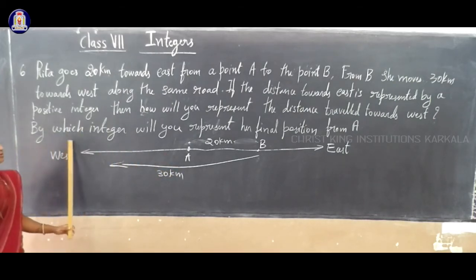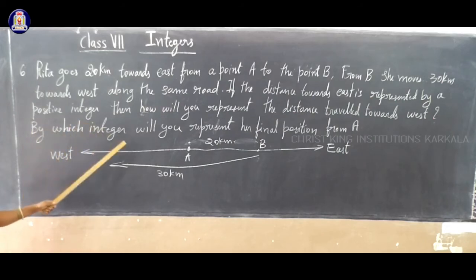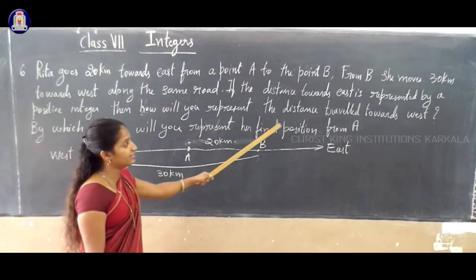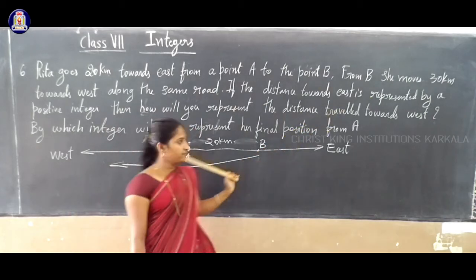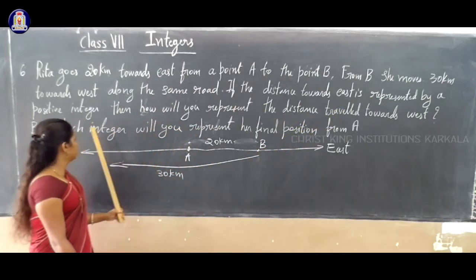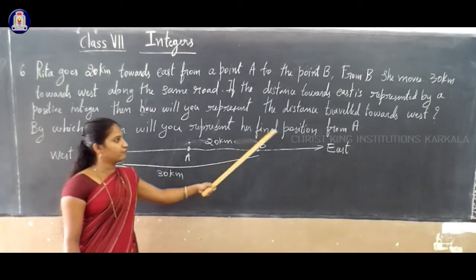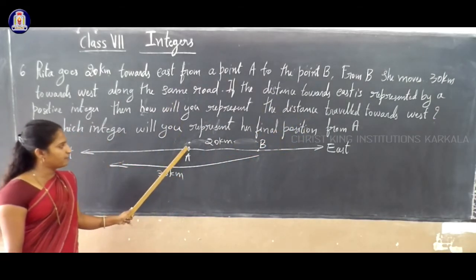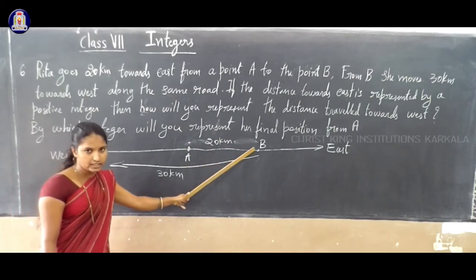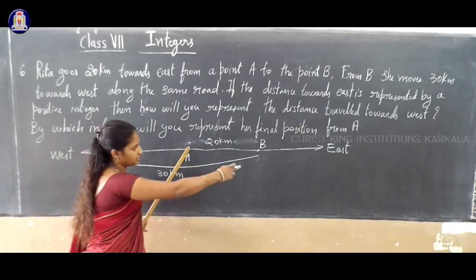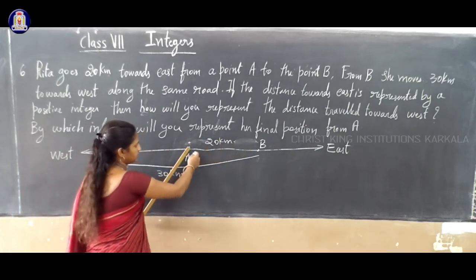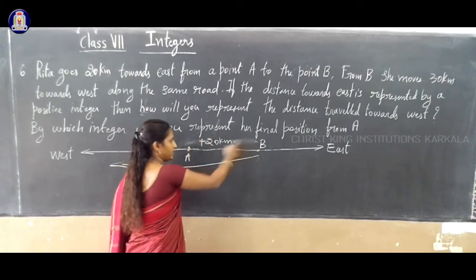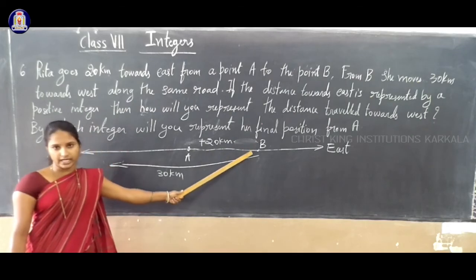Clear? So one more question: by which integer will you represent our final position from A? So that we don't know. First she will travel from point A to point B. Clear? That is in the direction of east, correct? So east direction means here plus 20 kilometer. From A to B distance is plus 20 kilometer.